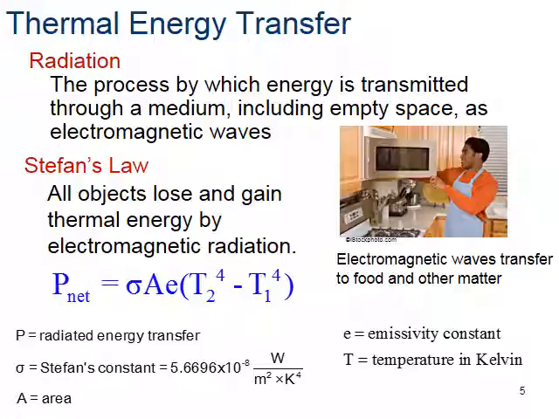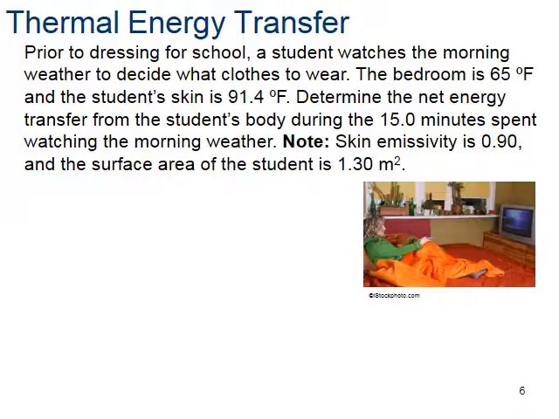A is area. E is emissivity, and that is dependent on the material. And of course T is temperature. In this case, kelvins, and Kelvin matches the temperature scale in Stefan's constant. So you want to make sure that when you use this equation you're using kelvins. So let's look at an example of using this.